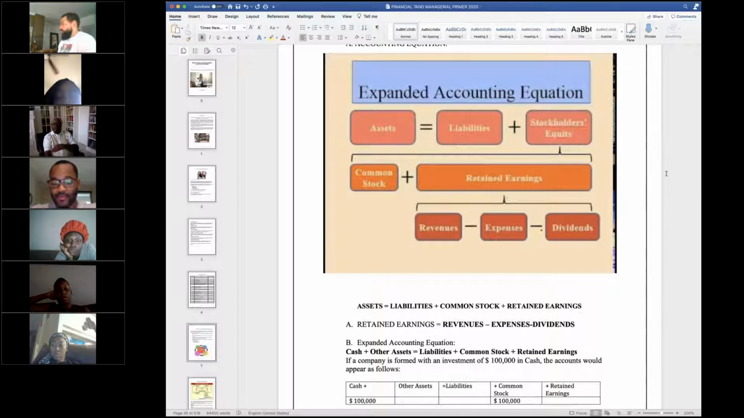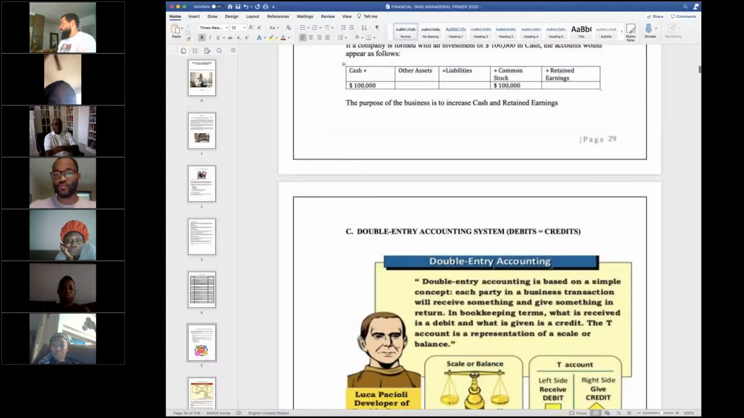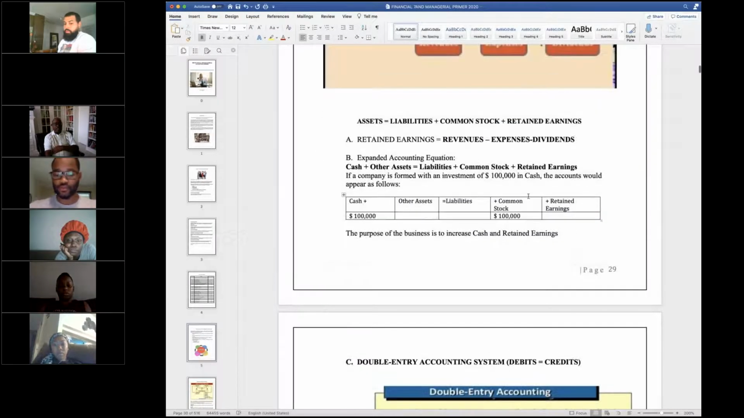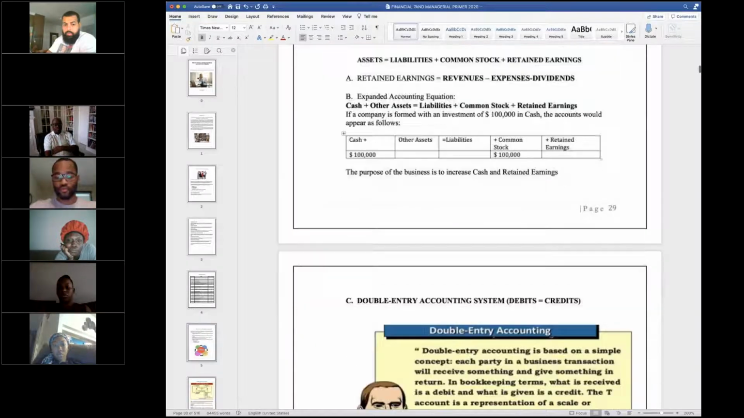Okay, so as you know, accounting is based on the equation assets equal liabilities plus stockholders' equity. Stockholders' equity equals common stock plus retained earnings. Retained earnings equals revenues minus expenses minus dividends. And we said the purpose of a business is, if you start off with cash of 100 and you get common stock for that, you're supposed to do what? Increase cash and increase the retained earnings.